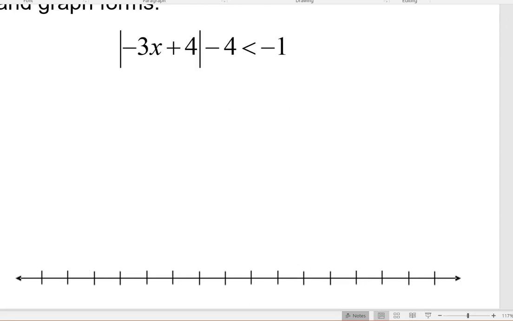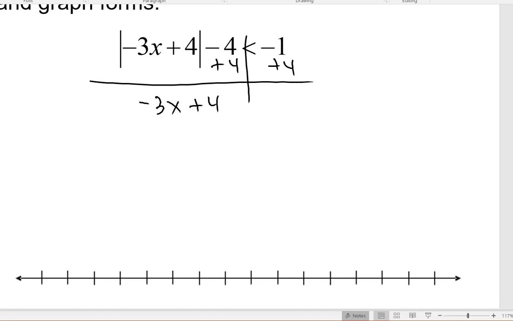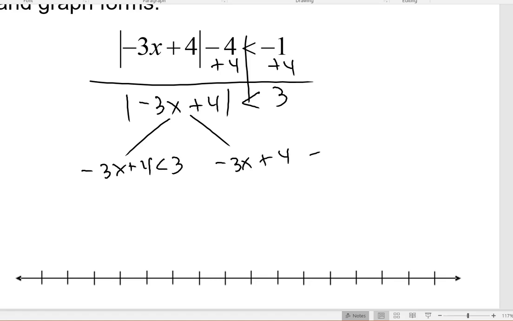How do I solve this? Be careful. I have a lot of people that will split this. Don't split this. The note said to isolate it first, so add the 4 first. This is very similar to a quiz question we saw. Splitting it now that the absolute value is by itself, the negative 3x plus 4 stays the same. We get a 3, we get a negative 3. On the negative, it becomes opposite.